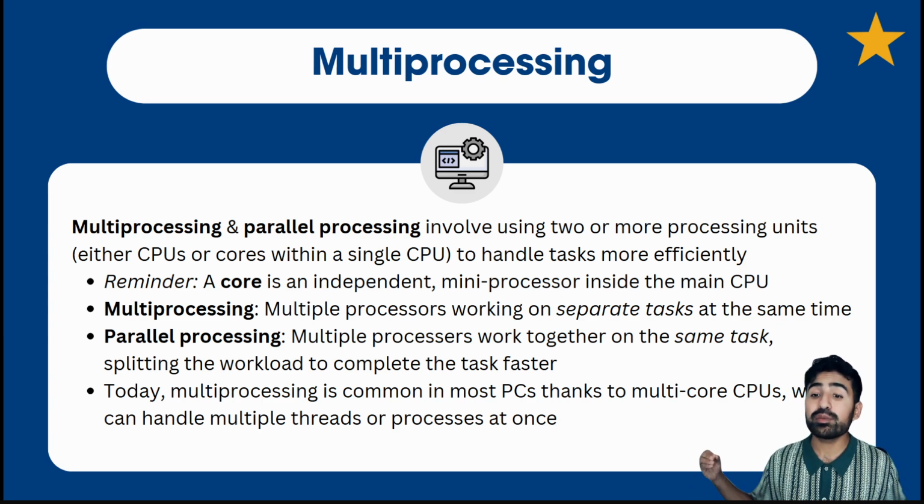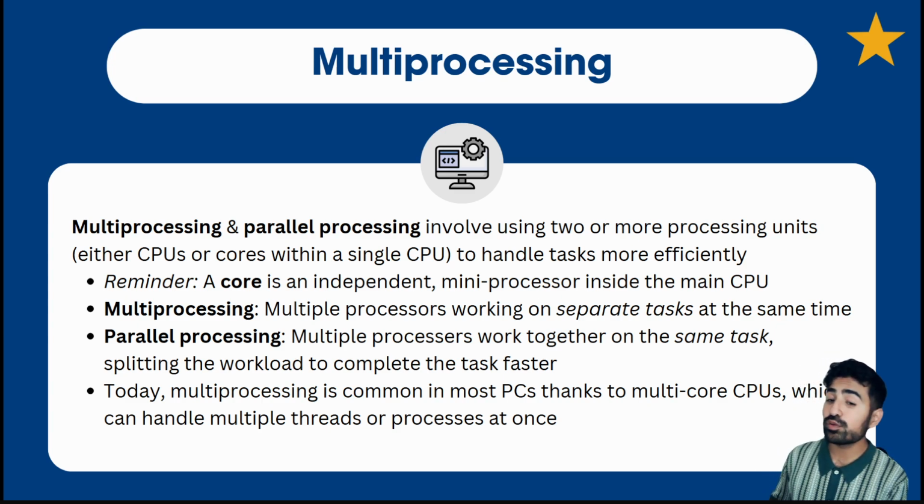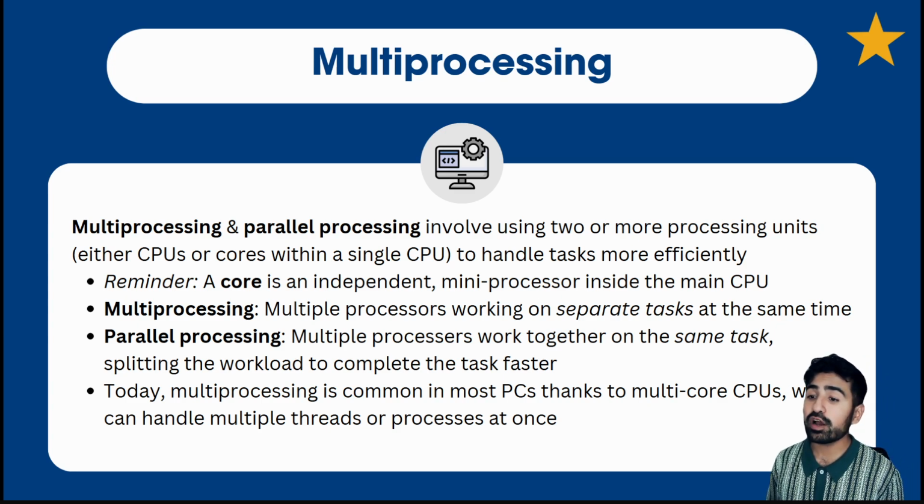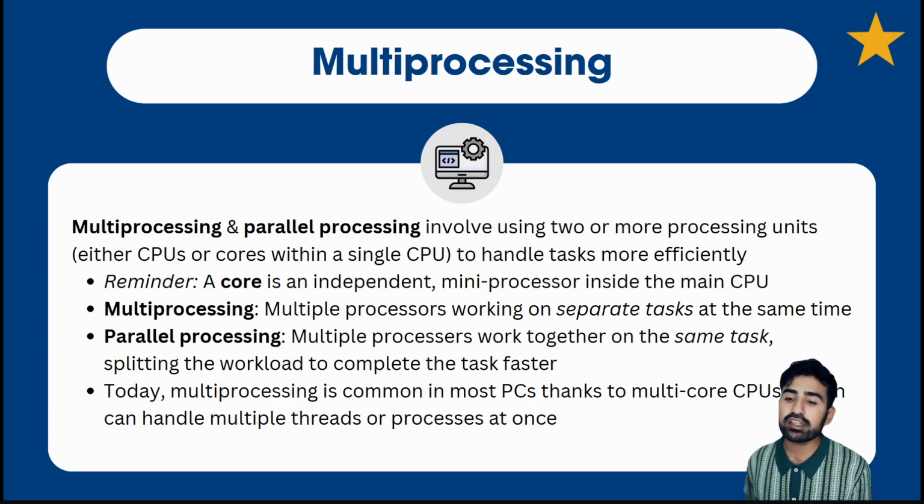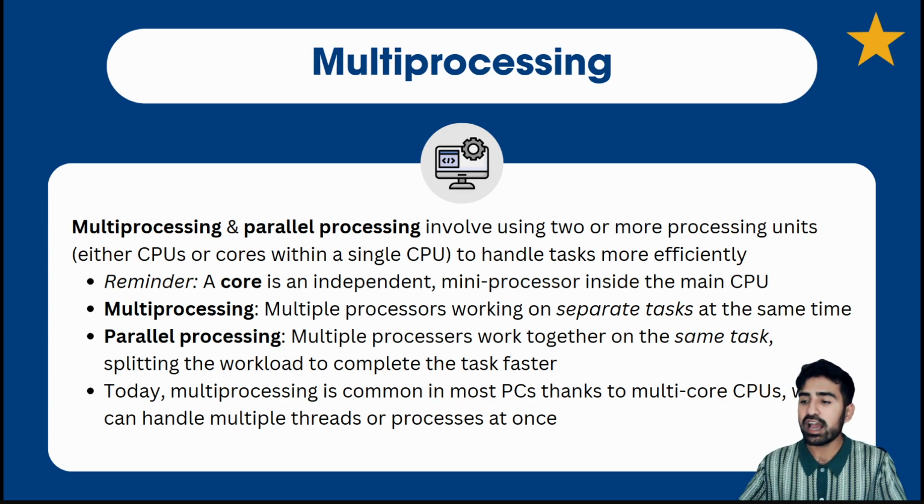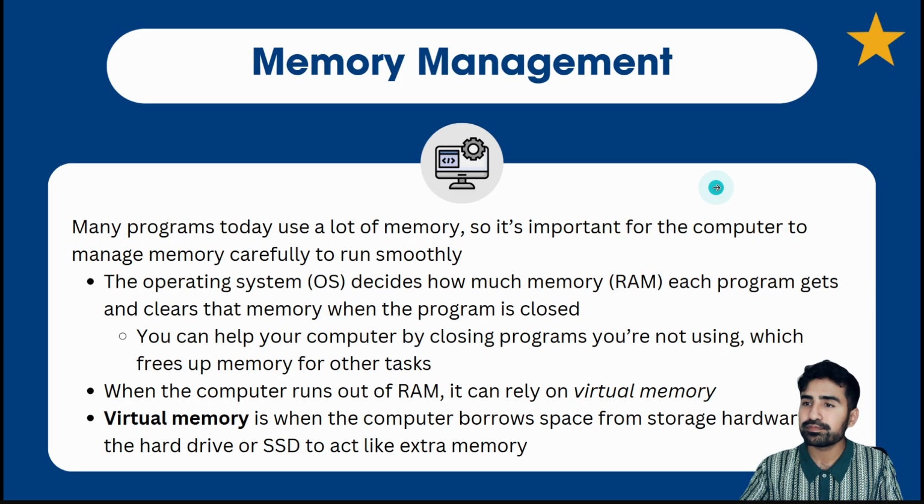Now, let's say you have a really big task, a really difficult job that the computer needs to solve. That's where you go to parallel processing. Parallel processing is when those processors work together on the same task. It's going to split the workload across all those different processors so that they complete the task super fast. Of course, today most PCs have multi-core CPUs, so they have the ability to do either multiprocessing or parallel processing. They're going to recruit all their workers, all their processors, to solve these really difficult problems.